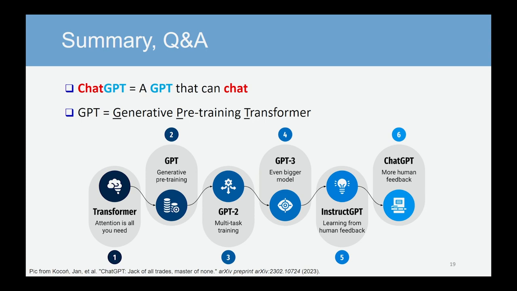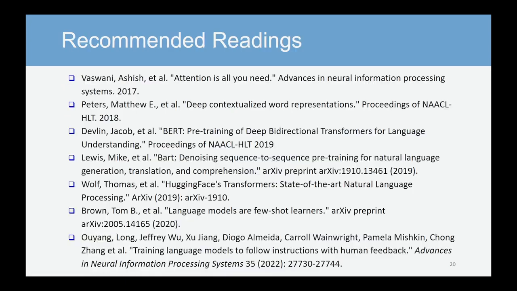To give a summary to what we covered today, ChatGPT is basically a GPT model that can chat. And the GPT is a large language model trained by reading the documents from left to right to understand what's going on there. And I also put together a recommended reading list. I know it's long, but that's really a short history of these large language models.